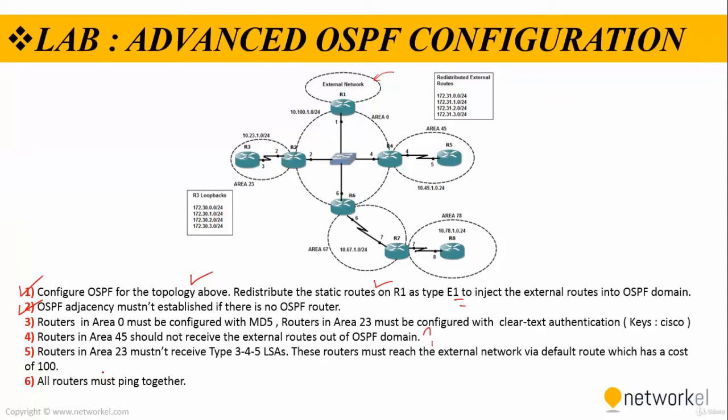Okay, then in the third step, it's saying that routers in area 0, these routers 1, 2, 6 and 4, must be configured with MD5. Alright, this area will be MD5 authenticated, and this area will be clear text authenticated. Clear text.